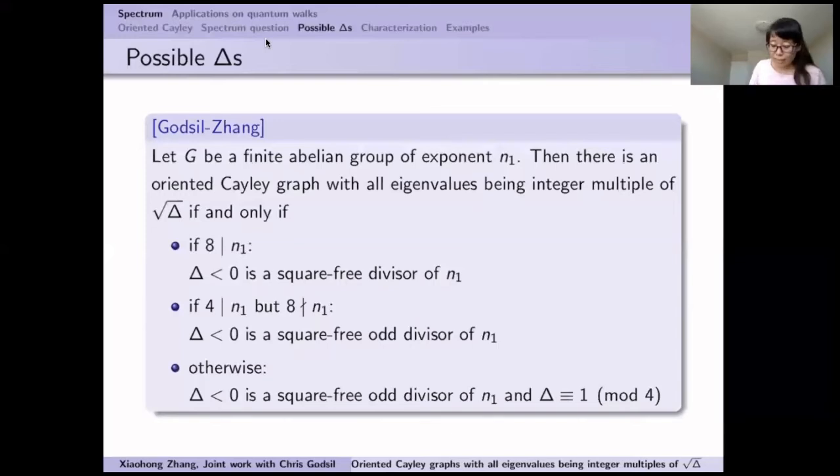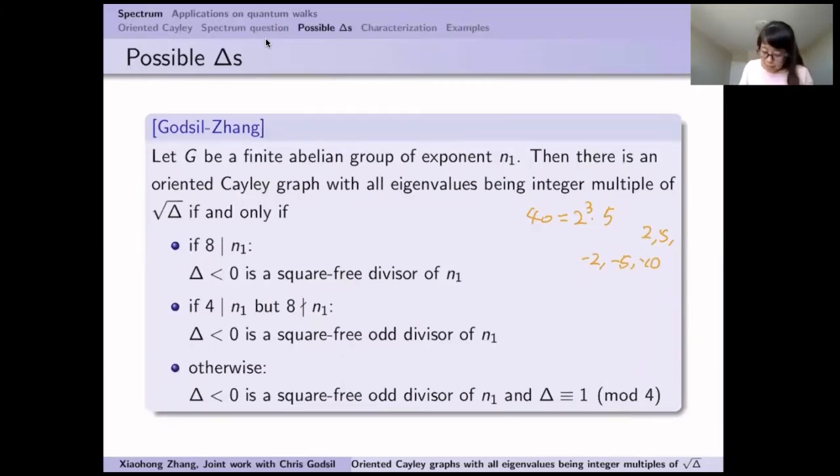Let's just check some quick examples to get a feeling. So 40 is 8 times 5. The prime factors are 2 and 5. Because it's a multiple of 8, we can take all of them and any of their products. So delta can be -2, -5, -10.